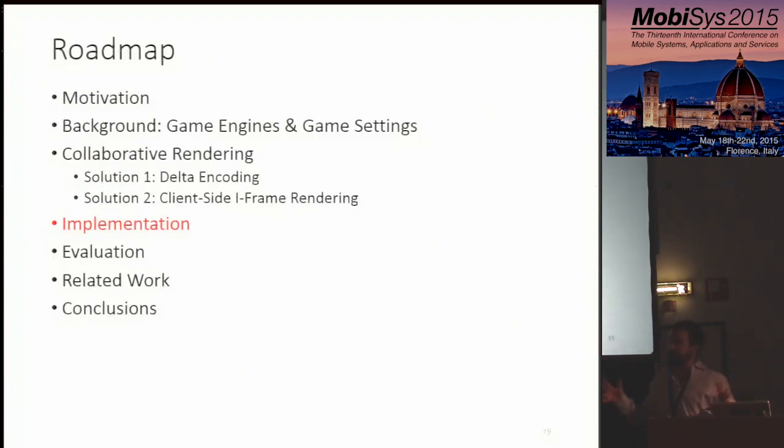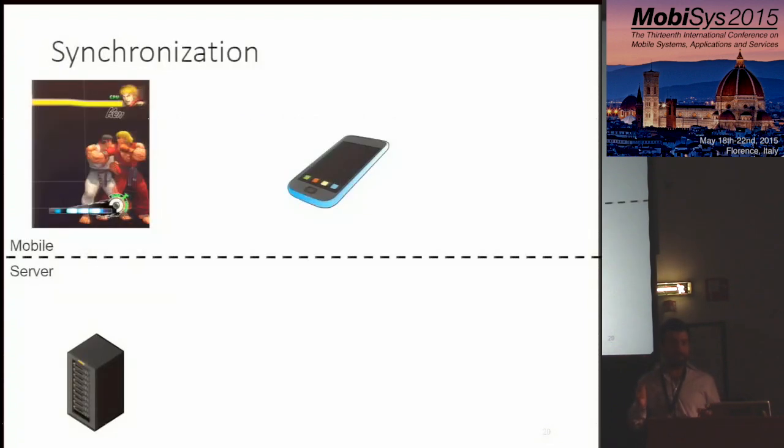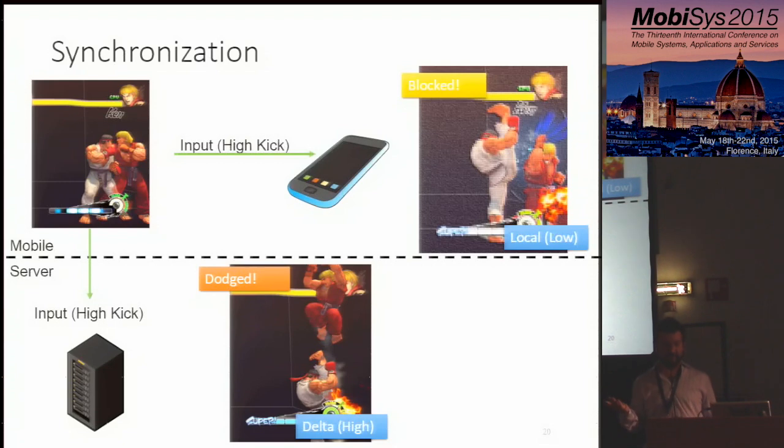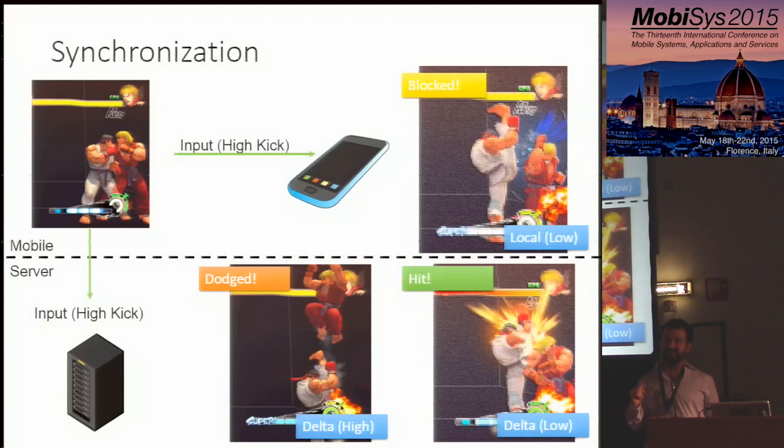Now, to make these things work, we need to get certain implementation details right. A very important one is synchronization. So imagine we are playing a game, Street Fighter 4, like a fighting game, in a delta encoding setting. So let's say that we do a high kick, and in the client, the guy blocked the kick. In the server, in high quality, the kick was dodged. And in low quality, hey, guess what, we hit? Well, that's terrible because then we have like 3 instances that are doing a completely different thing.